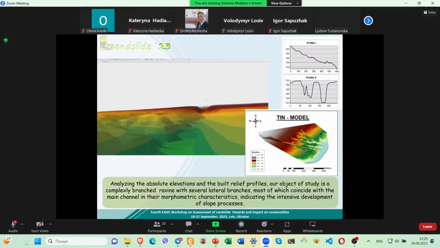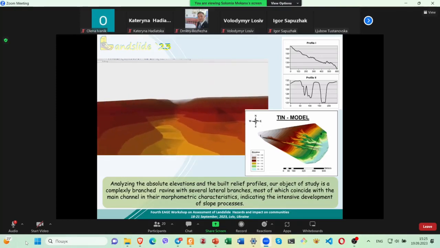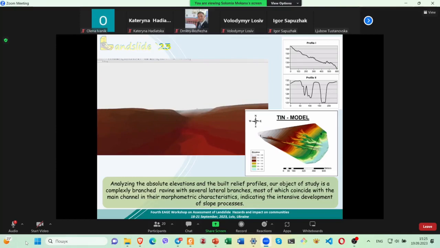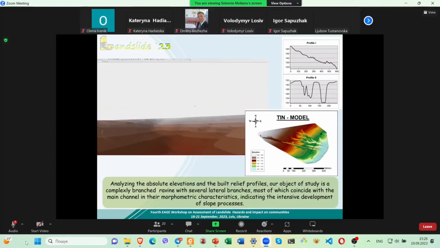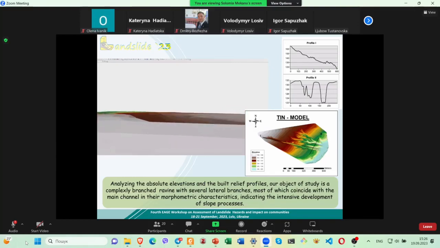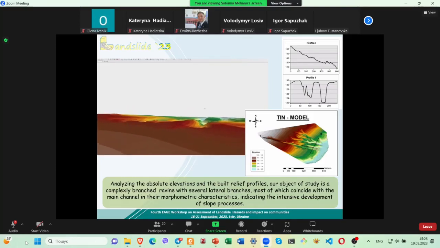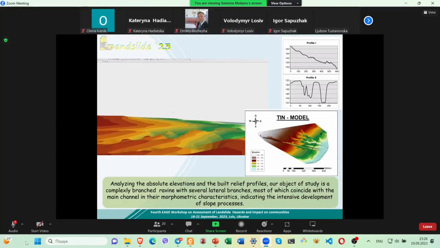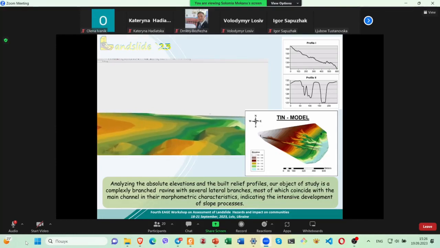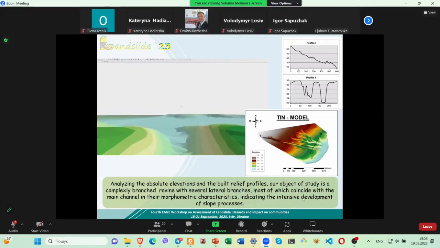Most of them coincide with the main channel in their morphometric characteristics, including the intensive development of slope processes. According to the cross-sectional profiles, you can see profile 1 and profile 2. Closer to the center of the branch, we can see that this part of the ravine is at the stage of old age, where there is a trough-like profile type, and other branches have left and right steep slopes with a wide bottom. The type of valley development is U-shaped.